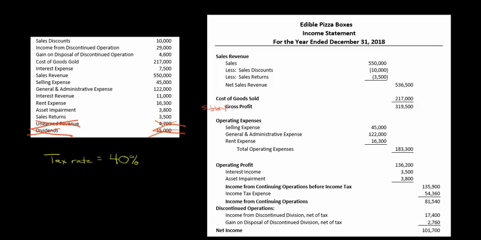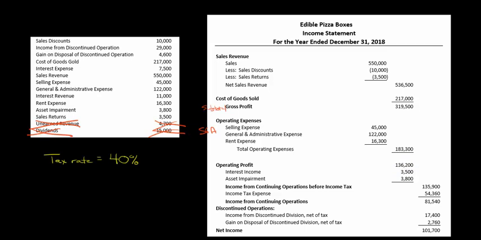So we've got selling expense and general administrative expense. Those are sometimes put together and called SG&A. And then we also have rent expense, almost always categorized as an operating expense. So all of these operating expenses are subtracted from our gross profit in order to give us our operating profit.